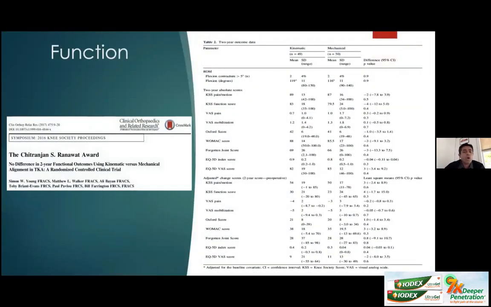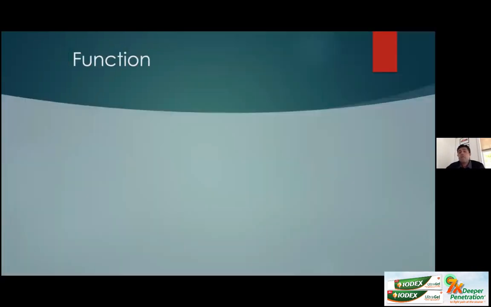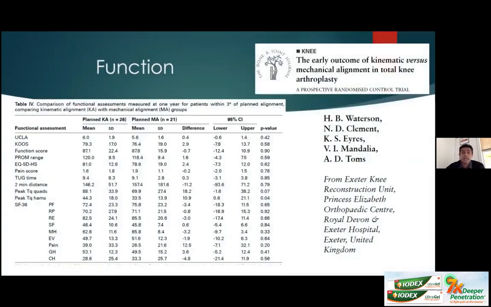Now, this was an award-winning study from New Zealand that was presented at the Knee Society in 2016, in which they looked at kinematically aligned knees versus mechanically aligned knees and found various different functional scores. They looked at various different functional scores and found absolutely no benefit at 2 years, absolutely no difference, whether you did a good kinematically aligned knee or a good mechanically aligned knee. So absolutely no functional benefit. And the forgotten joint score was also the same.